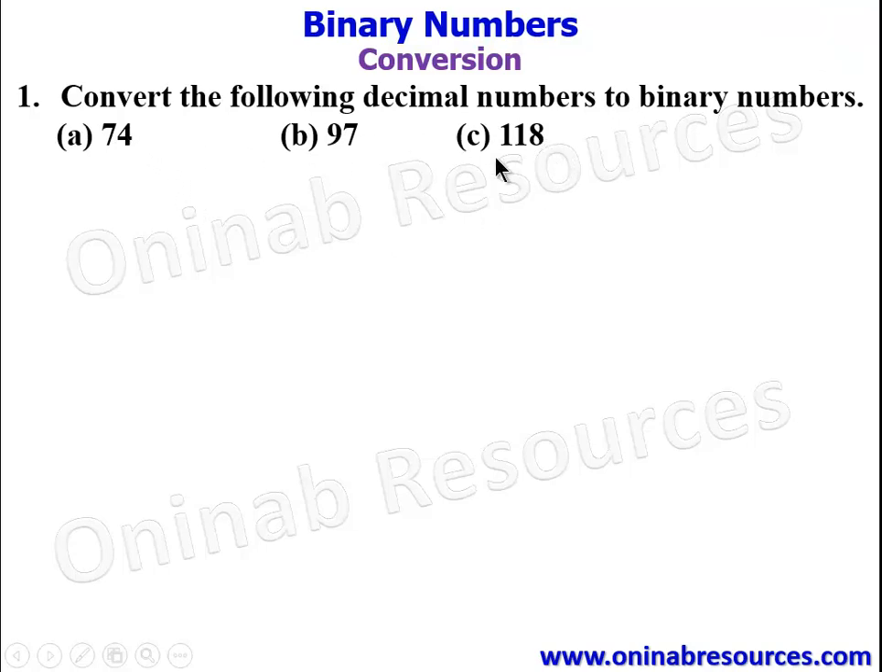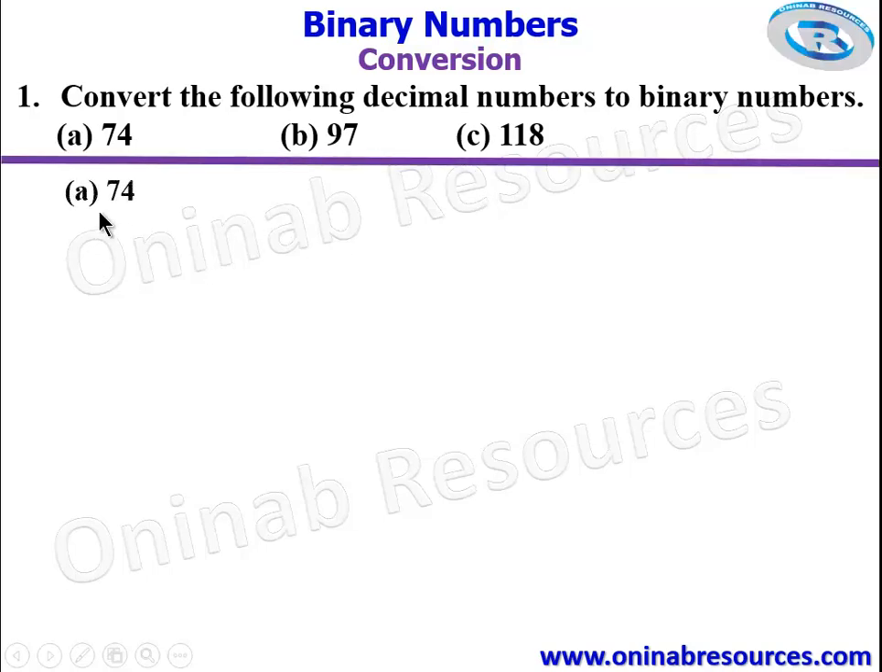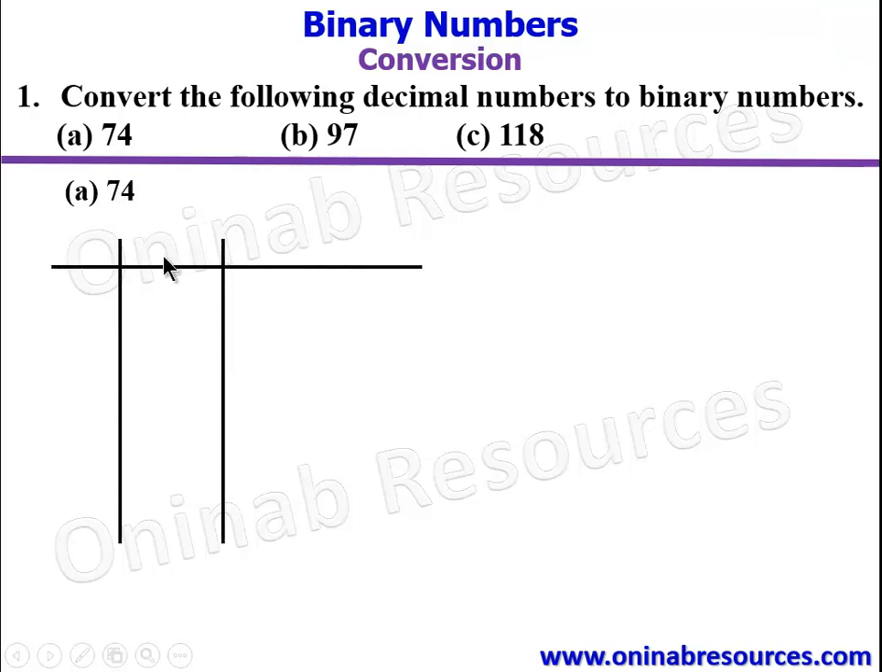So all these numbers are decimal numbers. If you are writing numbers in decimal numbers, that is base 10, you don't need to indicate the base. Otherwise, you have to indicate the base. So we start the solution from A. To convert this 74 to binary number, we are going to use a tabular form. Here we write the number, which is 74. We divide by 2 and then keep the remainder.